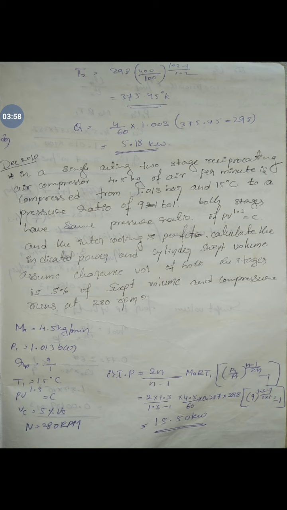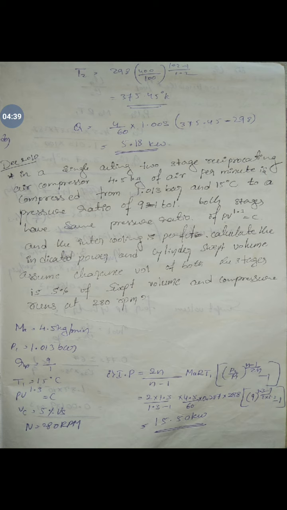It is given that in a single acting two-stage reciprocating air compressor, 4.5 kg of air per minute is compressed from 1.013 bar and 15 degrees centigrade to a pressure ratio of 9 to 1. Both stages have the same pressure ratio, 9:1 for each stage, and PV to the power of 1.3 equals constant, and the intercooling is perfect. It asks to calculate the indicated power and cylinder swept volume.